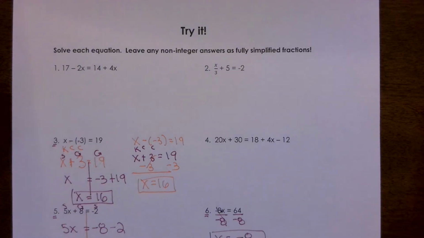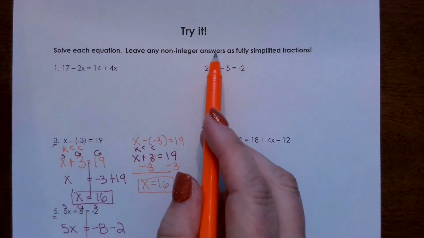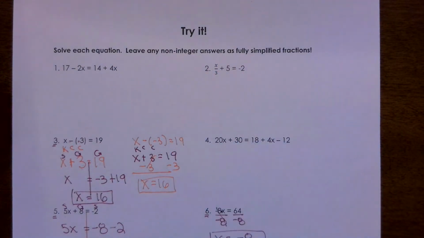Welcome. This is a bonus video for those of you who want a little bit more about stay and go. We are on page 39 of your pre-algebra quarter 1 notebook. So let's just take a look, use our stay and go, and solve these multi-step equations. Solve each equation, leave any non-integer answers as fully simplified fractions.